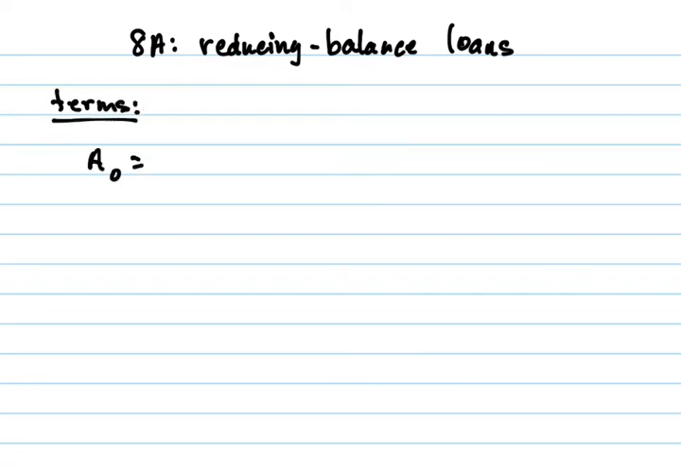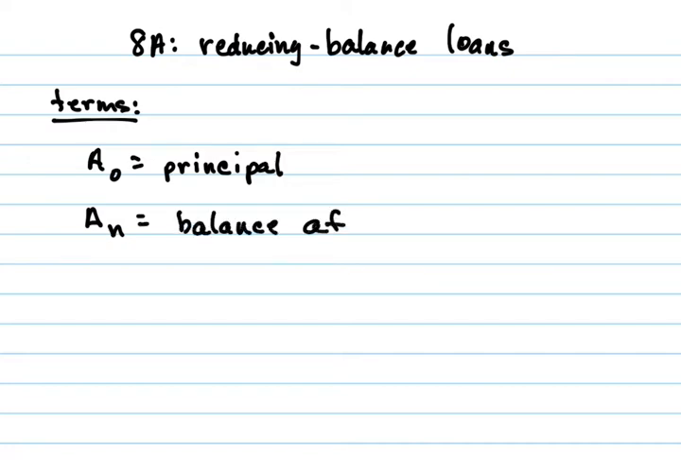If you have A sub 0, that is always the principal of the loan. A sub n simply means the balance after n compounding periods, which I'm going to abbreviate as periods. I is simply the decimal interest rate.